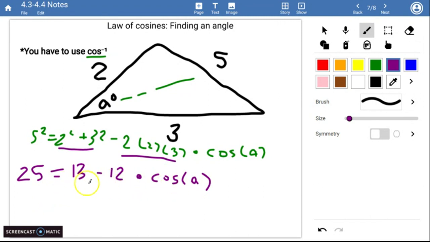We can't do 13 minus 12 because order of operations wouldn't allow that. So we actually have to subtract 13. And that would give us 12. So we have 12 equals negative 12 times the cosine of A.